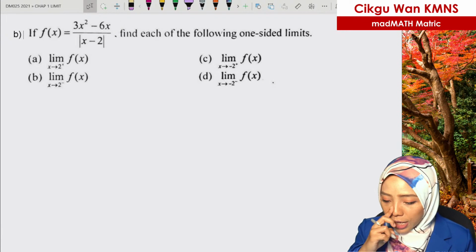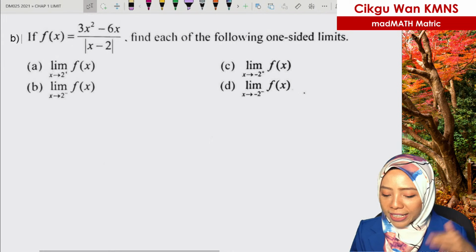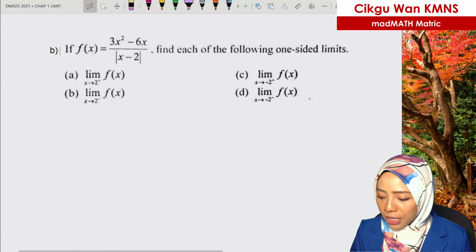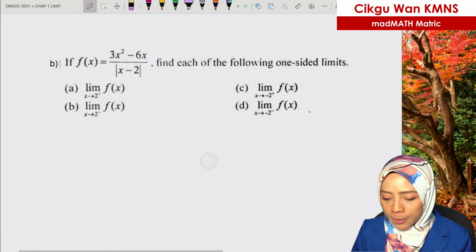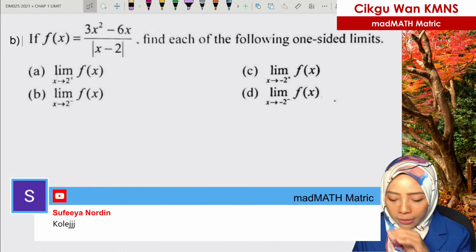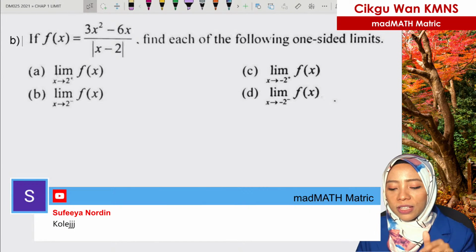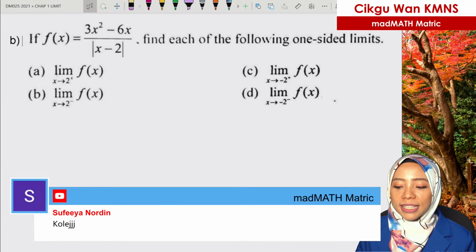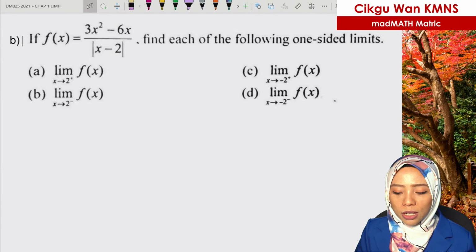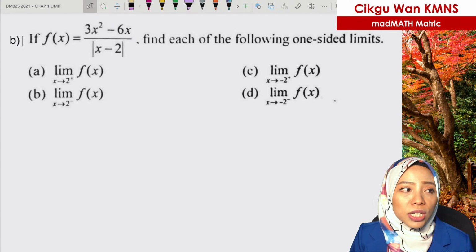Okay. So now let's focus. This might be our last question. Betul tak? Yes. Okay, this might be our last question. Okay, now f(x) is given to us as (3x squared minus 6x) over the absolute value of x minus 2. Tadi absolute dia dekat atas.